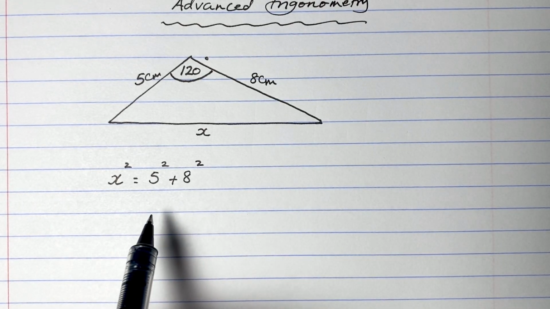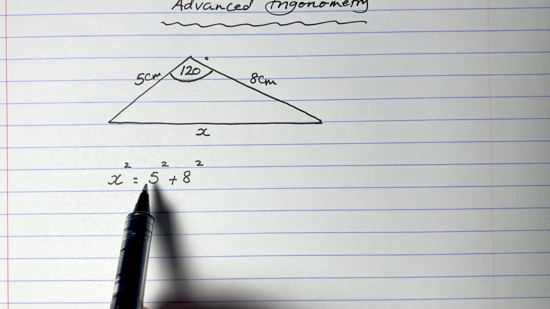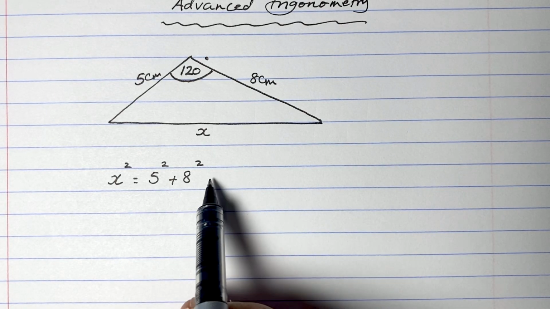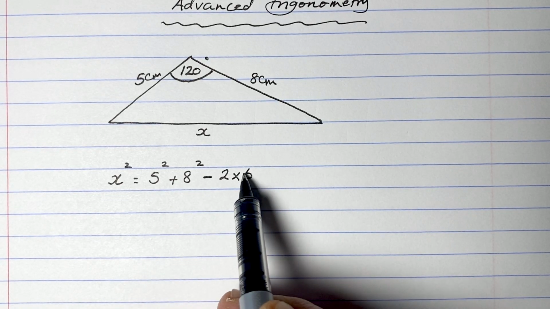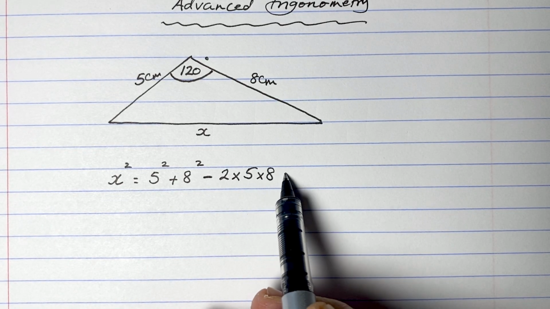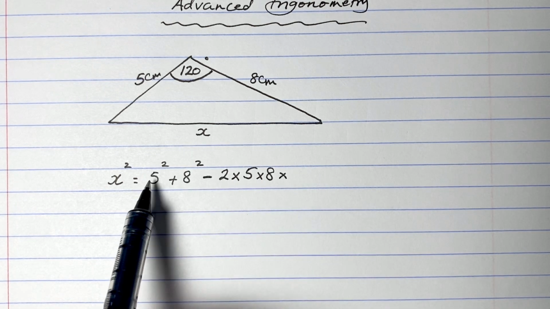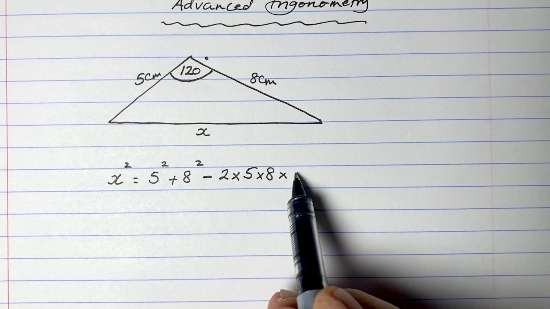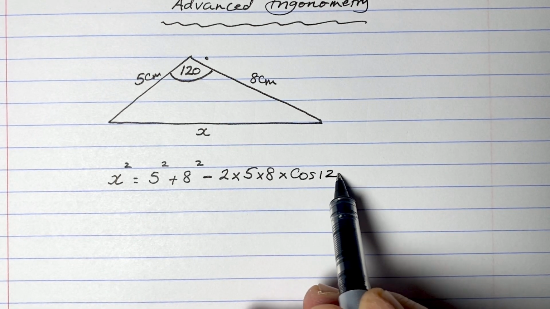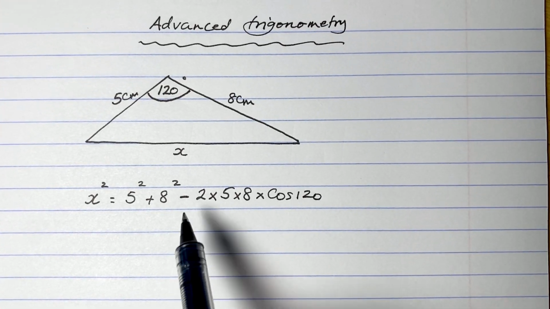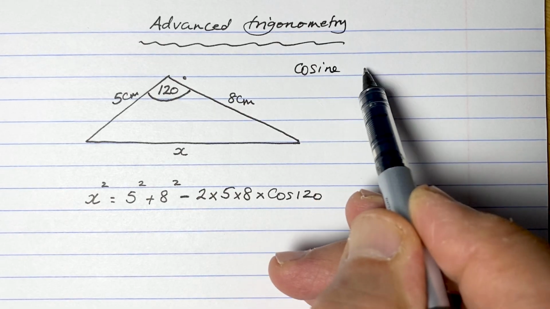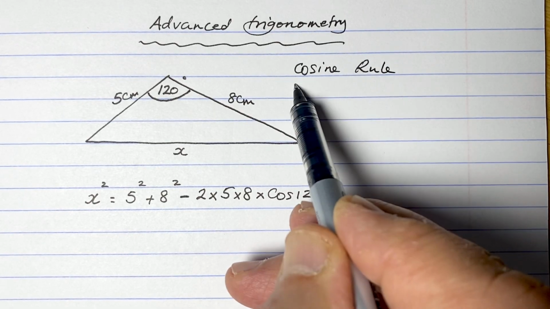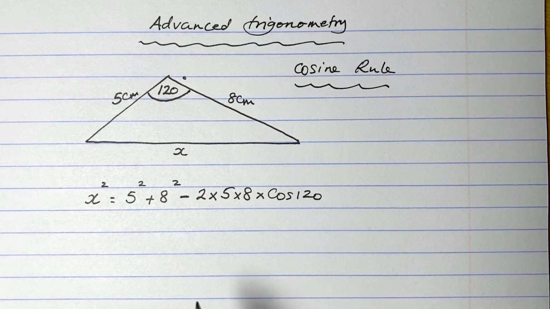Except the advanced trigonometry continues based on these two numbers. We minus 2 lots of 5 times 8 times the cos of the angle between 5 and 8, which is cos of 120. And this is why this is called the cosine rule.